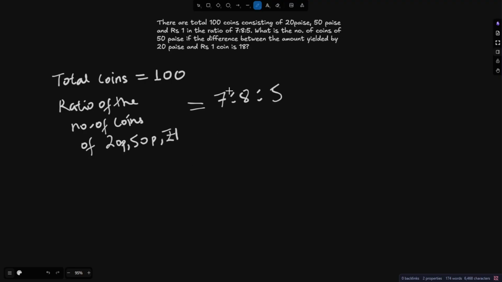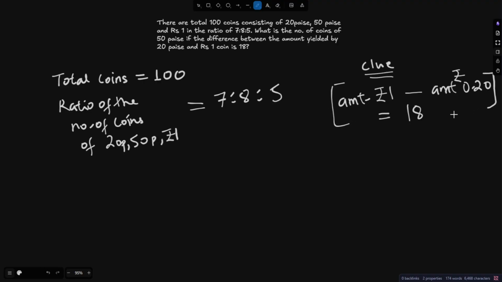And there is also another clue right here. The difference between the amount yielded by 20 paise and 1 rupees is 18. So let's write that down somewhere in the corner. The amount of 1 rupees minus the amount of 0.20 rupees is equal to 18. Okay, we're gonna come back to that later.